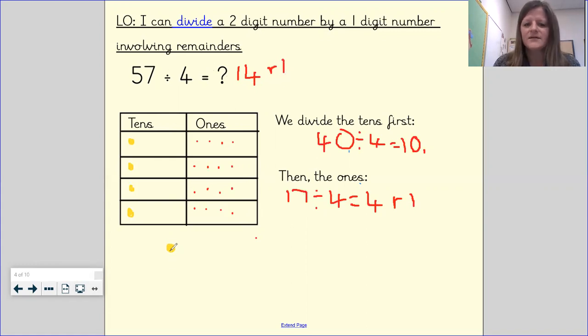And we've obviously had our exchange, and then we've got our remainder. And in each equal group, we've got 4 groups of 10, 11, 12, 13, 14, and we've got our 1 remainder, okay?